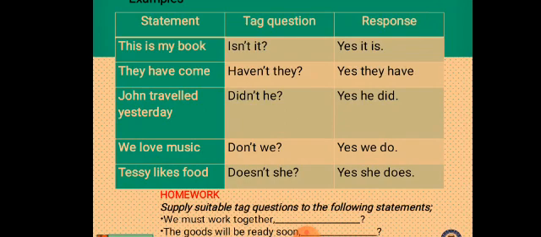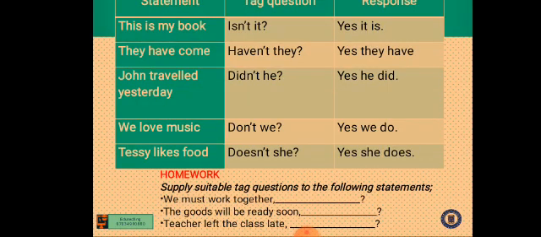And we is a plural subject and we use don't, plural auxiliary verb. Tessy is a singular subject and we use what? Doesn't, a singular auxiliary verb. Do you understand? Okay, any question? Your homework is to supply suitable tag questions to the following statements. Yes.